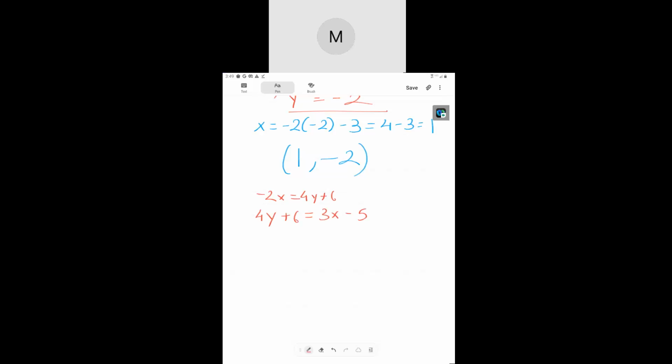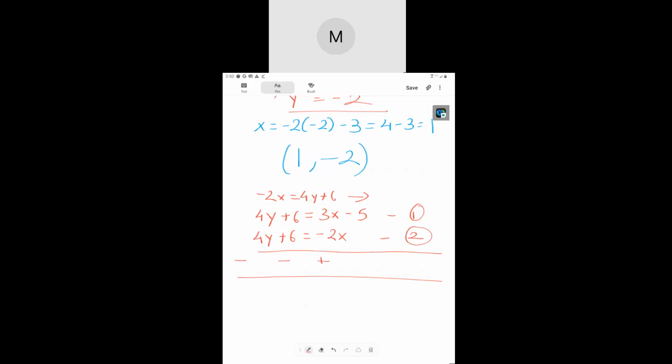So what I'm going to do in this case is I'll just rewrite this equation below the other one. So I'll say 4y plus 6 equals negative 2x. So this is my equation 1. This is my equation 2. I'm going to subtract equation 2 from equation 1. And when I do a subtraction, every sign flips. So every negative becomes a positive, every positive becomes a negative.